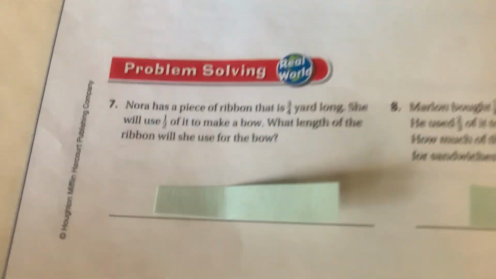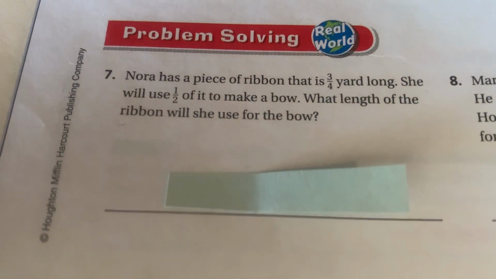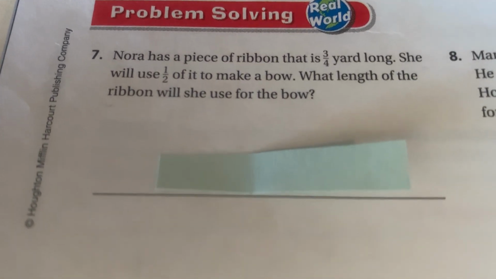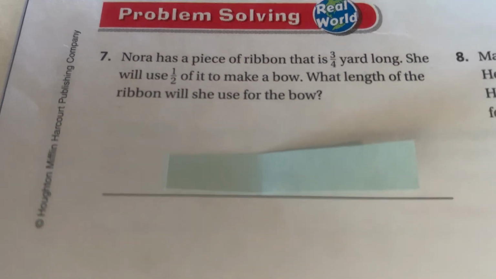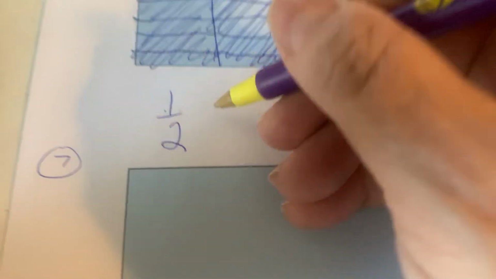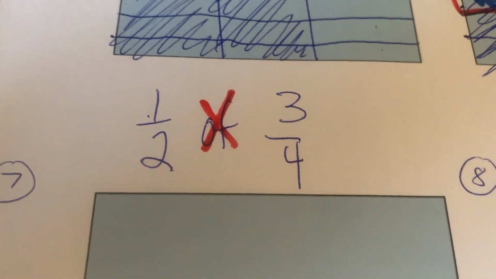All right. So now we have a couple of word problems, and they're no big deal, so let's check them out. Nora has a piece of ribbon that is 3/4 yard long. She will use 1/2 of it to make a bow. What length of the ribbon will she use for the bow? Okay, well, let's pretend this is the bow right here, or the ribbon. So we need to find 1/2 of 3/4. And I know that of is the same as times, so I can just write it like that.